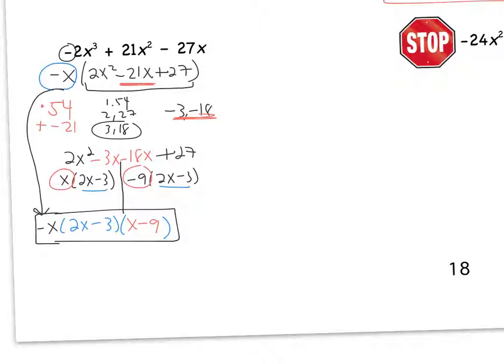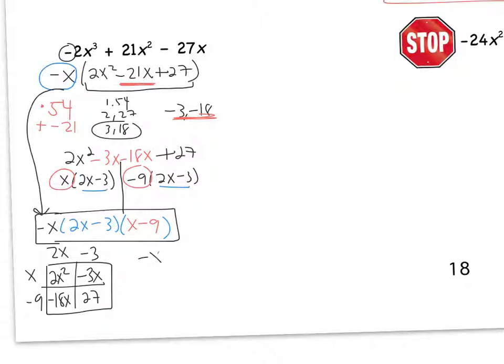Now, it's always a good idea to check your answer, so let's check our answer. I'm going to start by multiplying my two binomials. So I have 2x minus 3, and I have x minus 9. This becomes 2x squared minus 3x minus 18x plus 27. So I still have that negative x. Combining like terms, this becomes 2x squared minus 21x plus 27. When I multiply that negative x in, this becomes negative 2x cubed plus 21x squared minus 27x, which is what we started with.